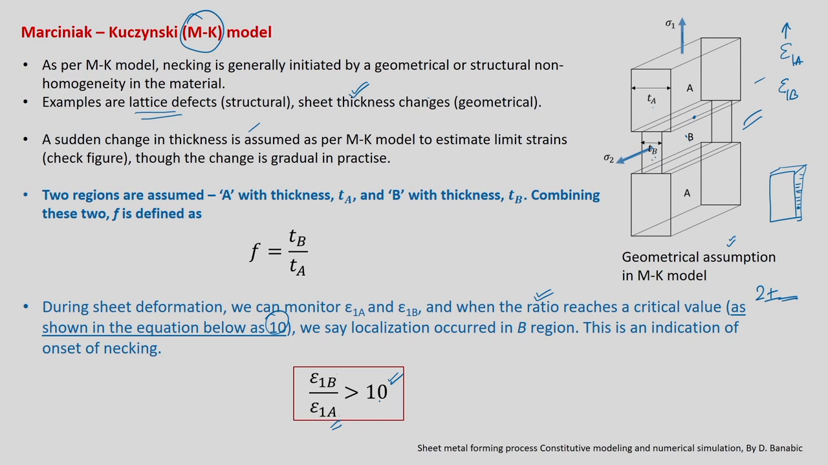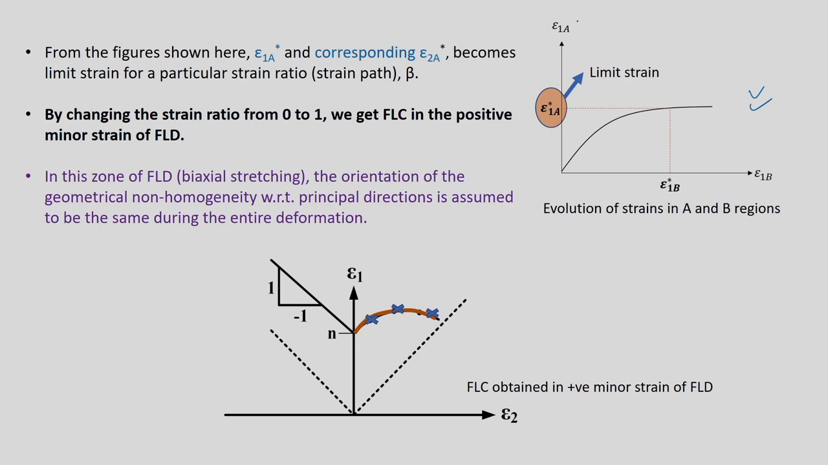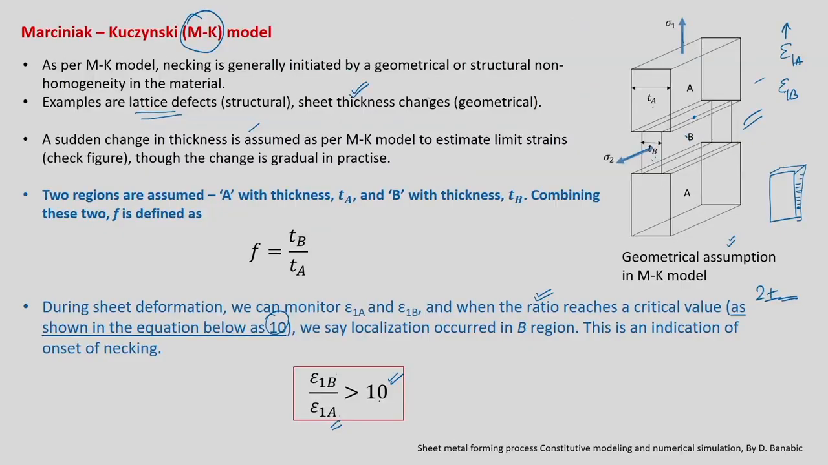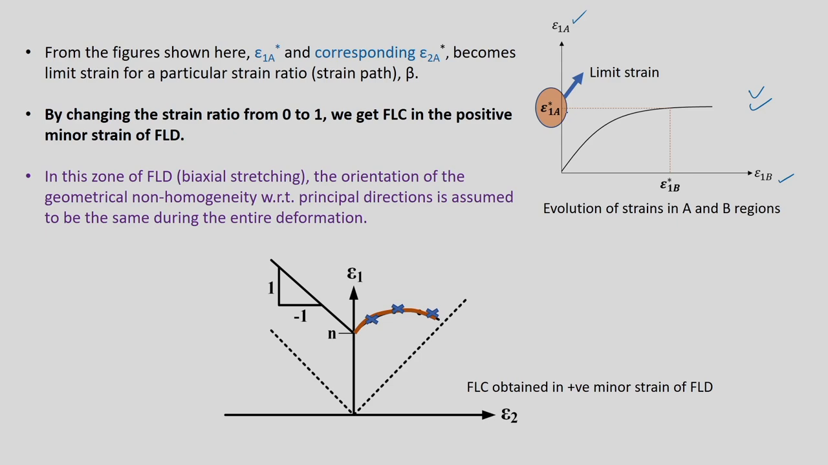You have to do this exercise for all the strain paths, let us say all the beta values, and you will get the forming limit strains, the forming limit curve or neck curve. This is what I have depicted in this particular diagram. You are monitoring epsilon 1A and 1B. In the A region, outside the neck region, you are going to have some saturation, whereas in the B region you see that it keeps on growing, and at one particular location, if you find the ratio, it will reach 10. At that time you pick up epsilon 1A star, and there will be a corresponding epsilon 2A star, and these two together will form one coordinate in the forming limit curve.